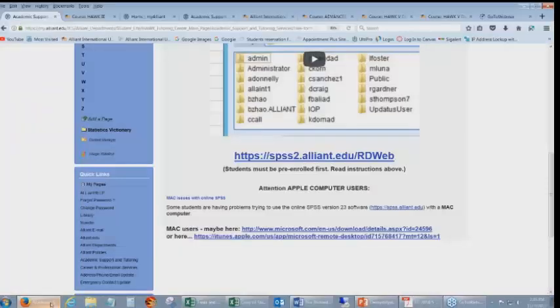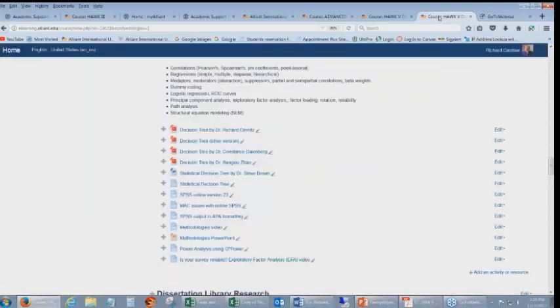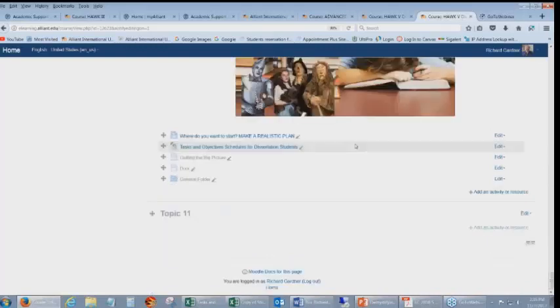And it is in our Hawk 5. And it's way down here at the bottom, under this heading, Demystifying Dissertations. Go ahead and download it. You guys have my permission to use it any way you want.